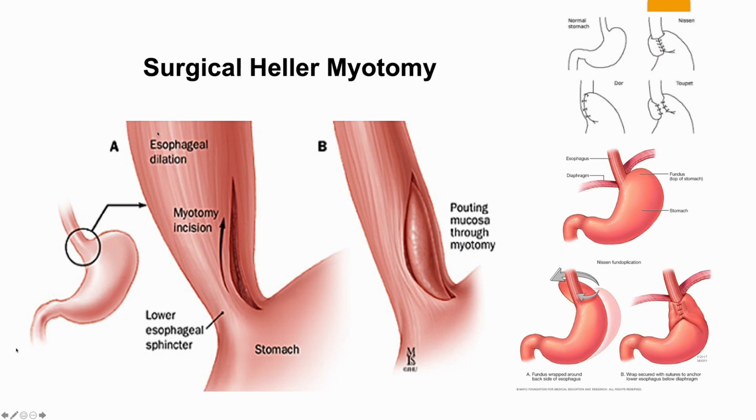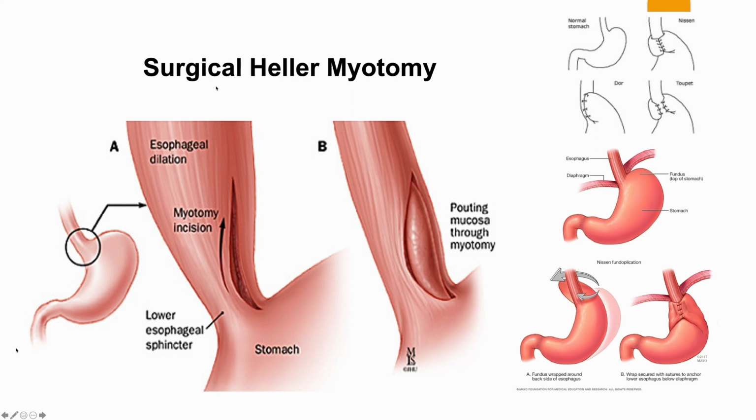Here's your Heller myotomy. So Heller myotomy, remember, is laparoscopic. So you go in laparoscopically, you make an incision through the muscle, and that way it releases some of the muscle tension here at the LES. And remember, that would also then make you more prone to having GERD. So a lot of times with the Heller myotomy, we have a fundoplication along with it.